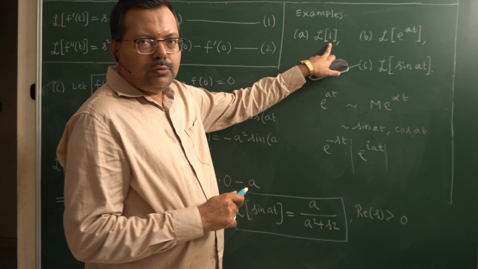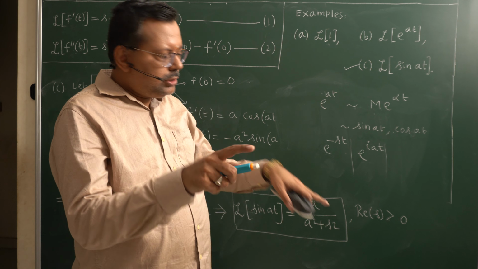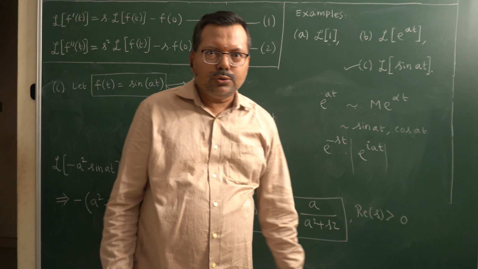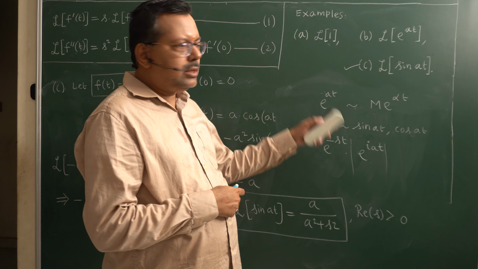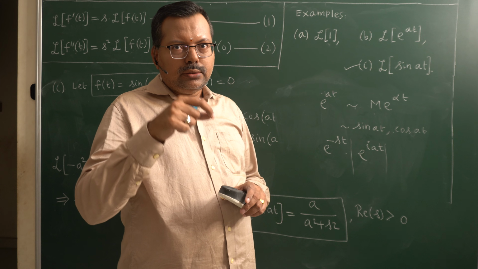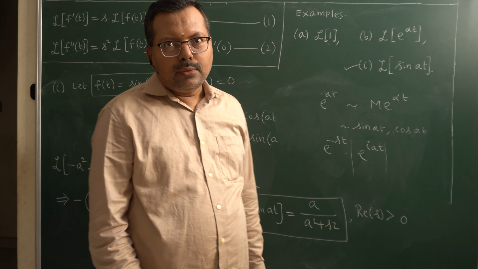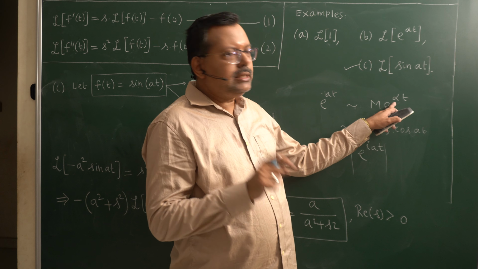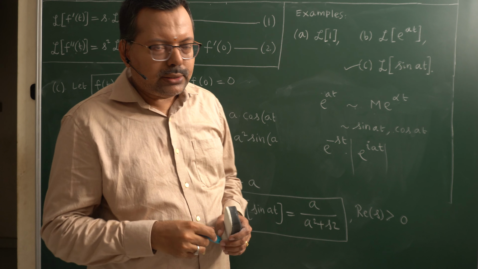And for this 1, what will you do? 1 is nothing but e to the power of 0 into t. Therefore, 0 is the value you have to put. So like that you have to do. For all the problems, you can easily find out the order by asking the question: how will you rewrite the given function like e to the power of something? And if you are able to write that, what is the alpha value? You ask that question, then you can get the answer.